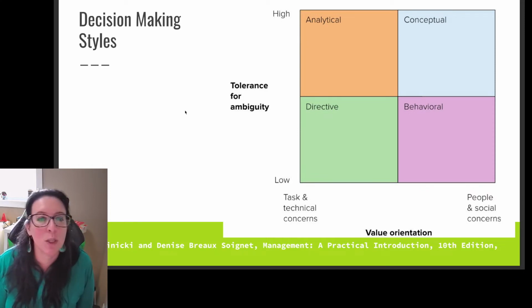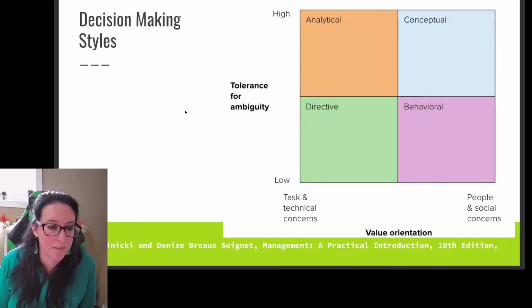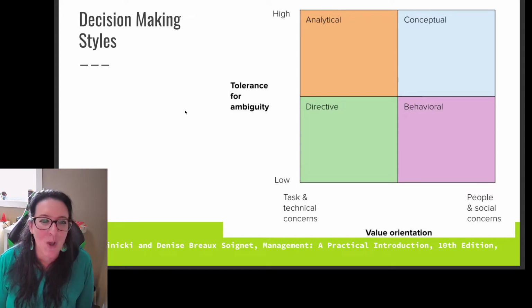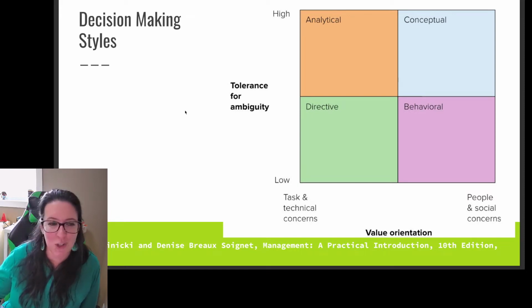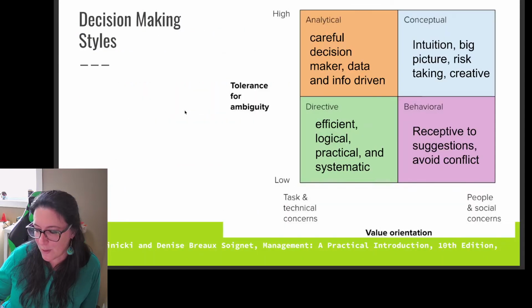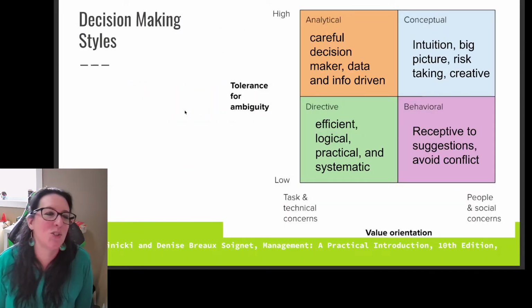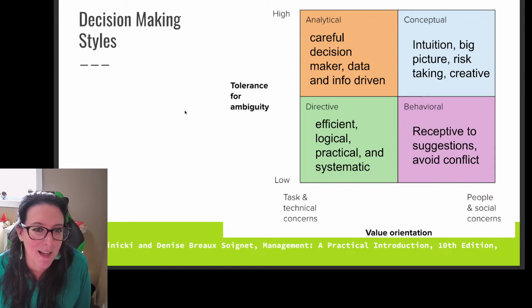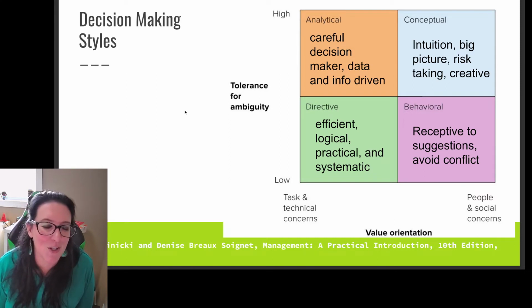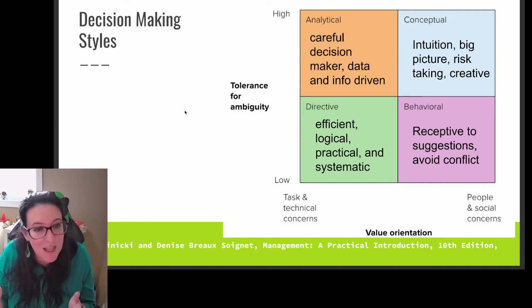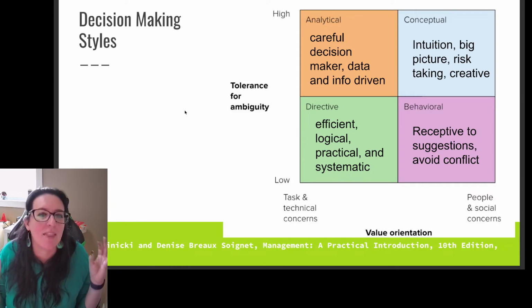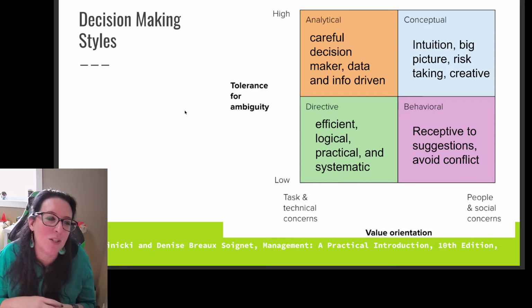So as we look at these different decision-making styles, we can see that the directive decision-making style has a low tolerance for ambiguity. They don't like uncertainty. We talked before about how the role of the manager is to reduce that uncertainty. So that directive decision maker, the manager, doesn't like unknowns. They tend to be efficient, logical, practical, very systematic in their approach. So focused on process, focused on task. They want the information and they don't want a lot of ambiguity.